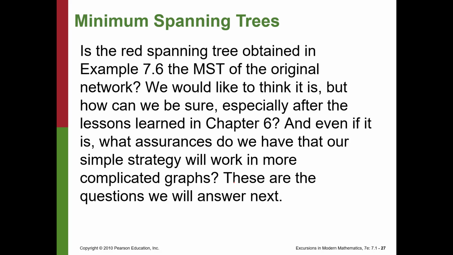But the question is, is the red spanning tree obtained in example 7.6 the minimal spanning tree of the original network? We would like to think it is, but how can we be sure, especially after the lessons learned in chapter 6? And even if it is, what assurances do we have that our simple strategy will work in more complicated graphs? These are the questions we will answer next.